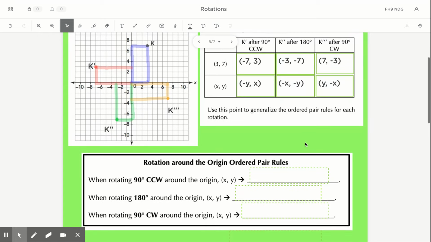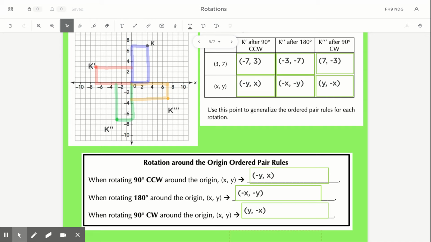So these are actually the ordered pair rules that we've just figured out. When rotating 90 degrees counterclockwise around the origin, xy goes to opposite of y, x. When rotating 180 degrees around the origin, xy goes to opposite of x, opposite of y. And when rotating 90 degrees clockwise around the origin, xy goes to y, opposite of x.